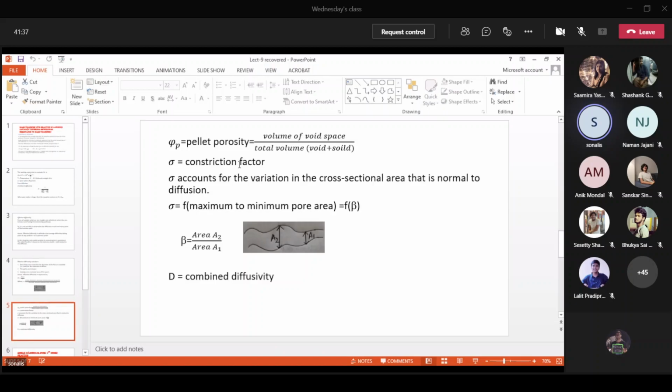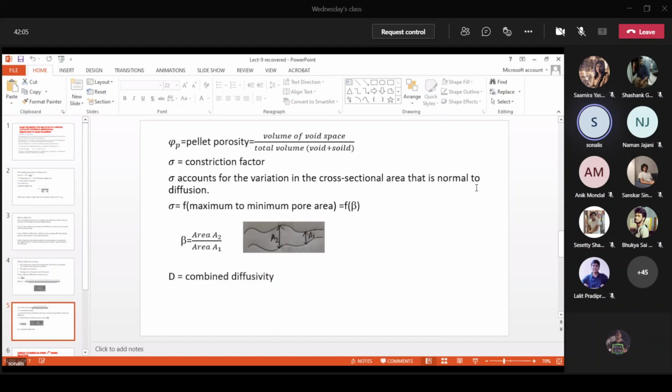Sigma is equal to constriction factor. What is constriction factor? Sigma accounts for the variation in cross-sectional area that is normal to the diffusion. Say this is a pore. It is having a broader cross-sectional area at A2 and a thinner cross-sectional area at A1. So sigma, the constriction factor, accounts for the variation in cross-sectional area that is normal to the diffusion.